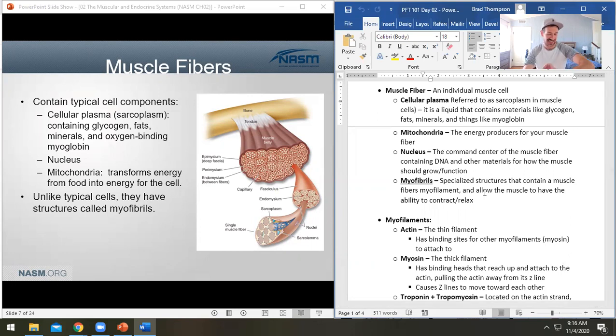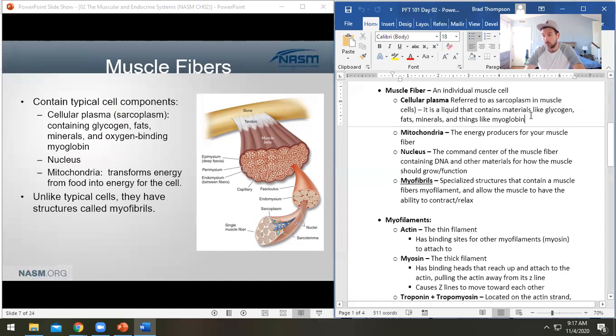So now we're looking at our individual muscle fibers, right? We're looking at our individual muscle cells. Inside of a muscle cell, we've got our cellular plasma, right? This is going to be your sarcoplasm. That's just a special name for that fluid portion, right? We're going to have fluid in all of our cells. We usually call it cytoplasm, but in individual muscle cells, we call it sarcoplasm, because sarco is Latin, I think, for flesh. So cellular plasma, we refer to that as sarcoplasm.